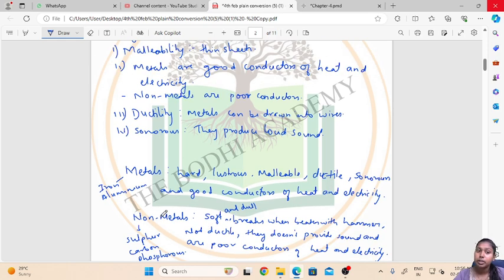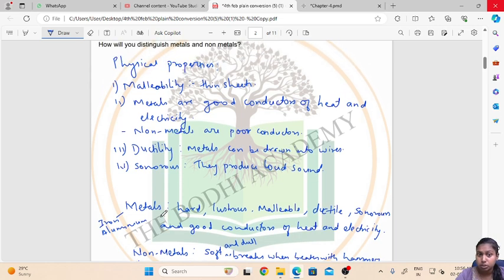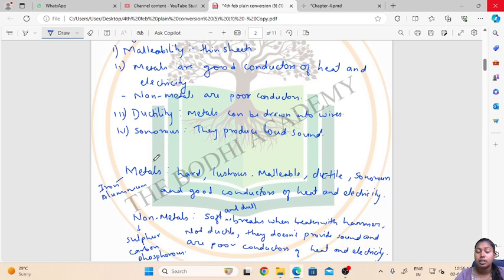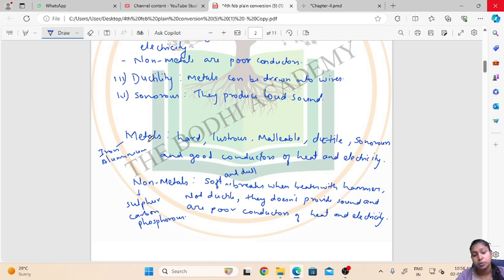So here you can be asked to write the physical properties of metals. So you can write these properties, and they can also ask to distinguish between metals and non-metals. So based on these points, you can distinguish between metals and non-metals.